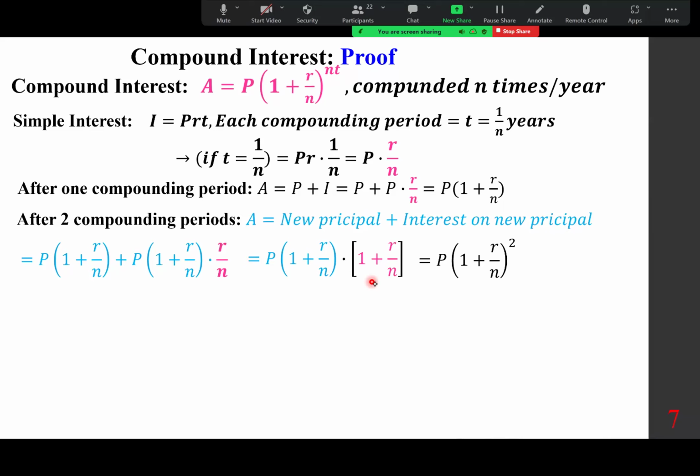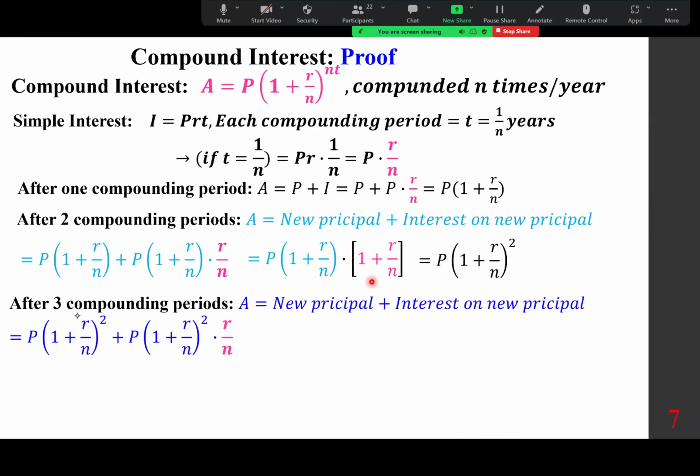Now, we do the same thing for the third time, just as an example. After 3 compounding periods, A is the new principal plus interest on the new principal, which means write this one, and then this one times r over n. And again, if you factor, this entire thing in blue is in common. This gives you 1, this gives you r over n. And the product of these gives you P times (1 plus r over n) cubed.